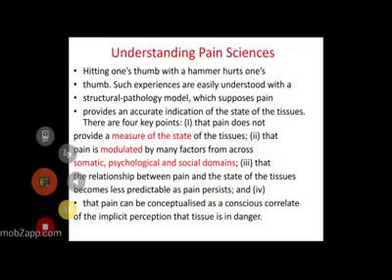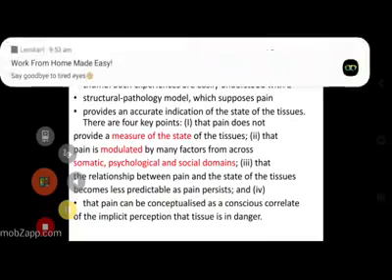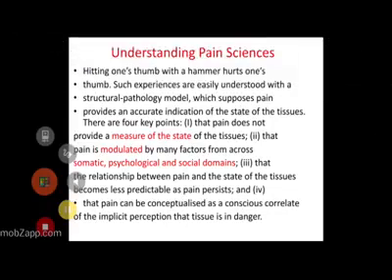The fourth point is that pain can be conceptualized as a conscious correlate of the implicit perception that tissues are in danger. Sometimes a patient can think that his tissues are in danger, so he will try to be hypervigilant, he will try to be conscious, so we don't know what is happening exactly at the tissue level. So when you have to understand pain, you have to keep in mind that all these four factors are very important when you're dealing with the chronic state of pain.